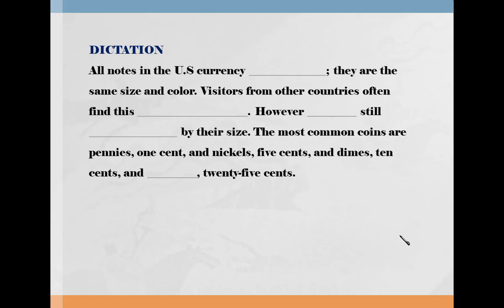All notes in the U.S. currency look the same.